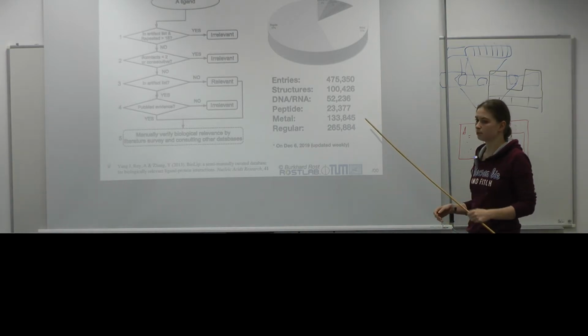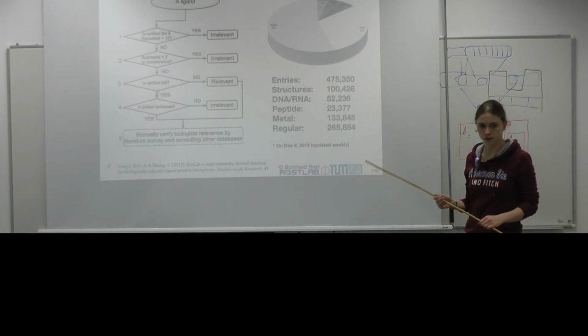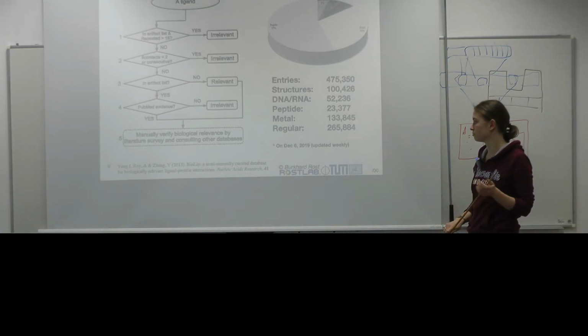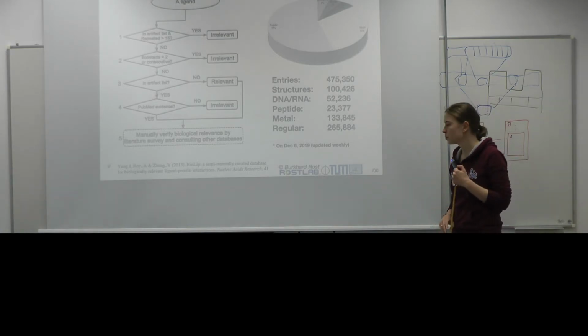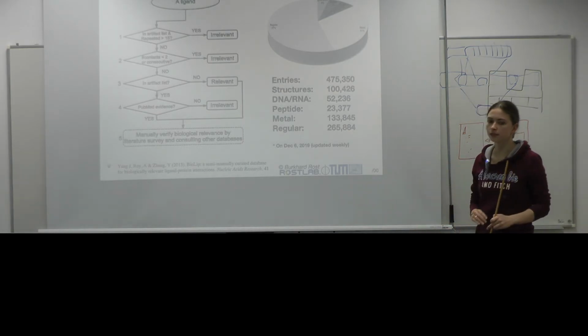The thing is that these numbers are up to date, but only up to date for now. So BioLiP gets updated every week. So tomorrow the numbers will change. They will update it every Friday, so they will update it tomorrow again. That usually means that these numbers change by a few thousand.